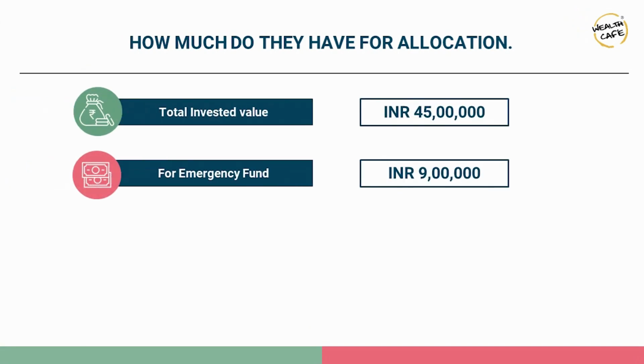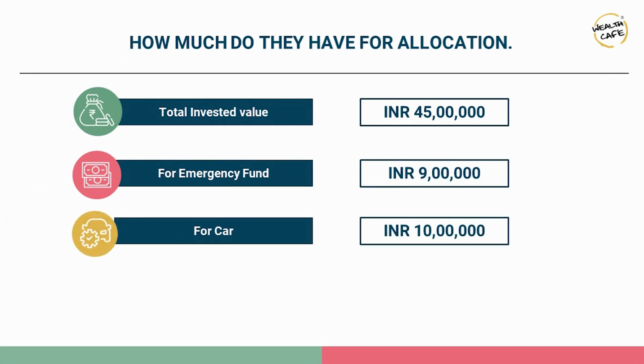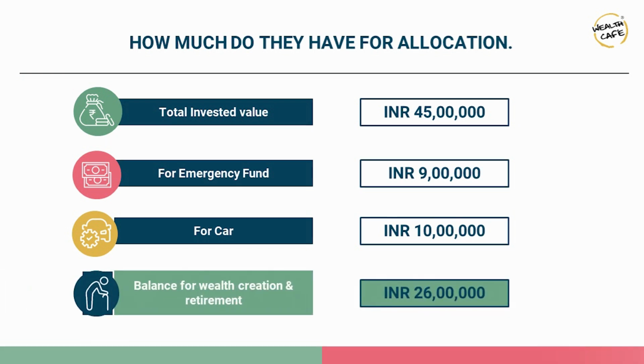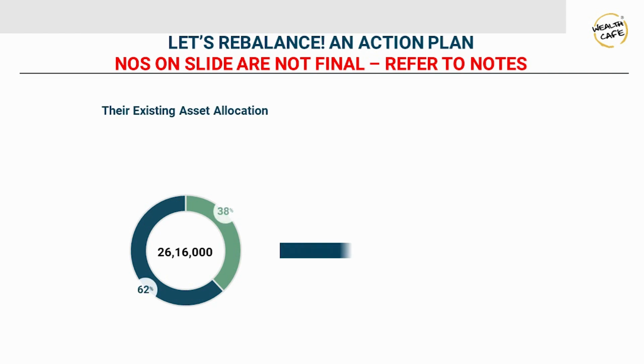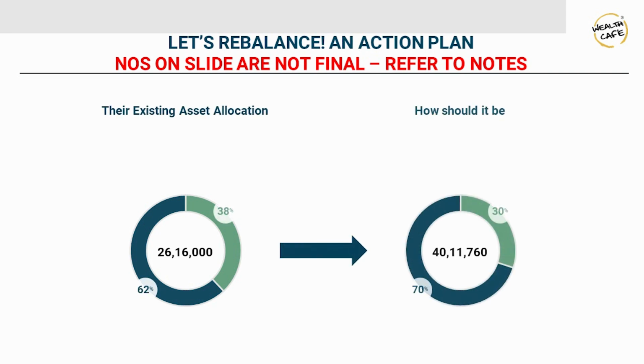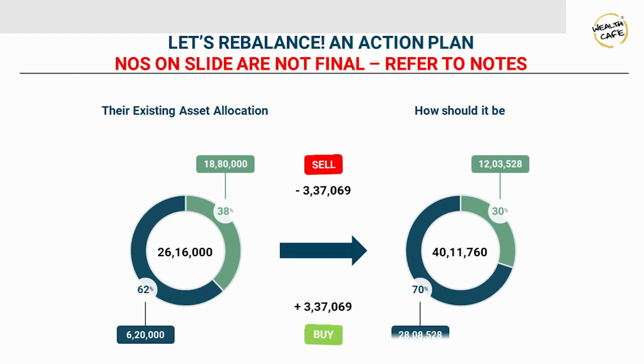They set aside an amount of 9 lakhs for any emergencies that may crop up and set aside another 10 lakhs for the car that Tara wanted to buy for herself. They are left with a total saving of 26 lakhs, which can be allocated towards their goal of becoming financially free. This amount of 26 lakhs is currently allocated between debt and equity in a manner that 18.8 lakhs is invested in debt, 6.2 lakhs in equity and 1 lakh in gold.